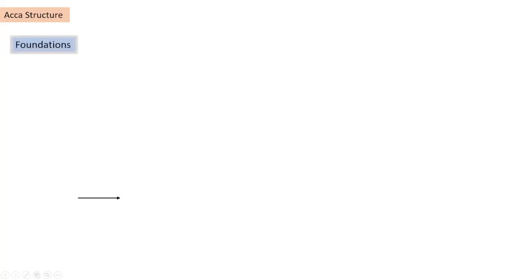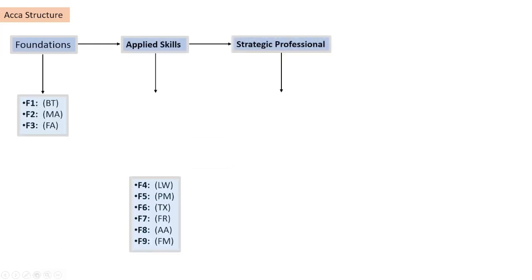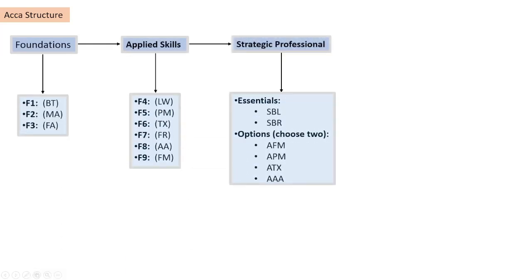As we know, in the ACCA structure there are three levels of exams: foundation, applied skills and strategic professional exams. In foundation level you have three exams, in applied skills you have six exams, and in strategic professional you have another six exams. The foundation level exam I have explained in my previous video. In this video we are going to discuss the skill level exam, and the professional level we are going to discuss in our next video. So let's start our today's discussion.